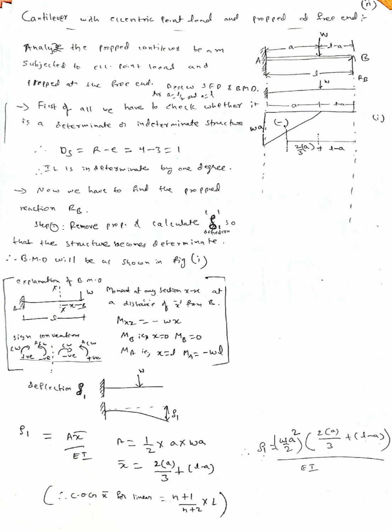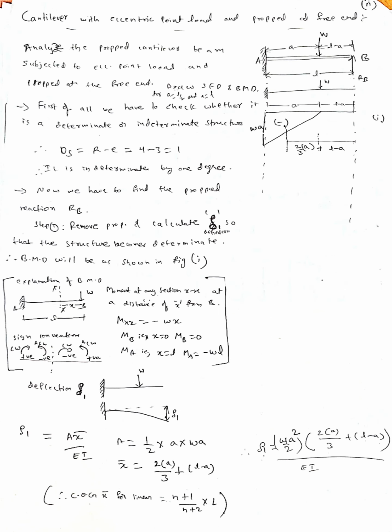This will be your SFD: 5W by 16 at B, and at A it is 11W by 16. Now coming to the bending moment diagram, it will be in this form. We don't know where the point is at which the bending moment becomes 0. How to find this? We should equate the bending moment equation between A and C to zero: RB into x minus W into x minus L by 2 equal to 0. Then we will get x equal to 0.6875 L from B. This point is called the point of contraflexure.